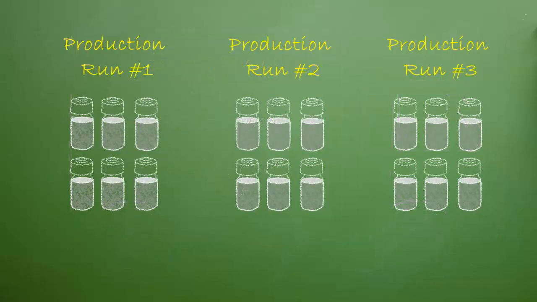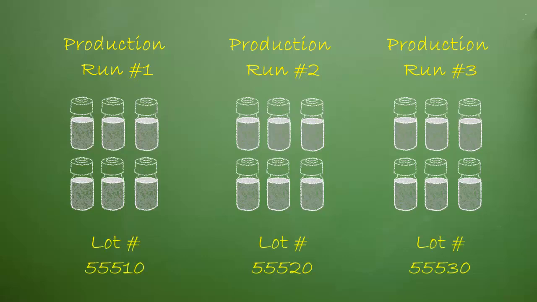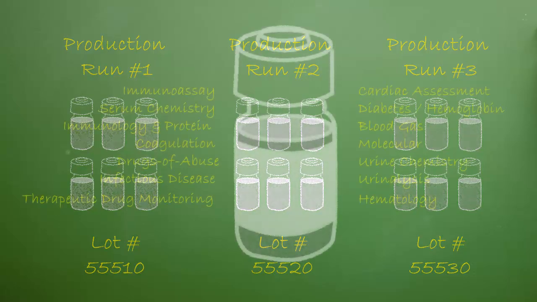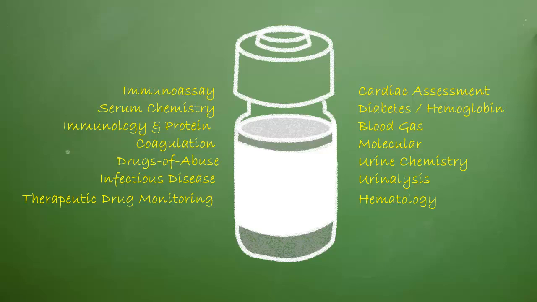Controls are manufactured as a result of one set of operations, known as production. Each production run has some variability, so it's assigned a unique lot number. Concentrations of analytes can vary from lot to lot. Control manufacturers produce many types of controls.